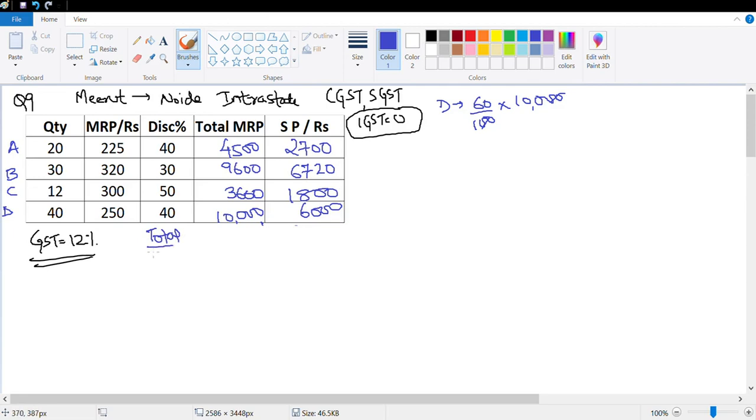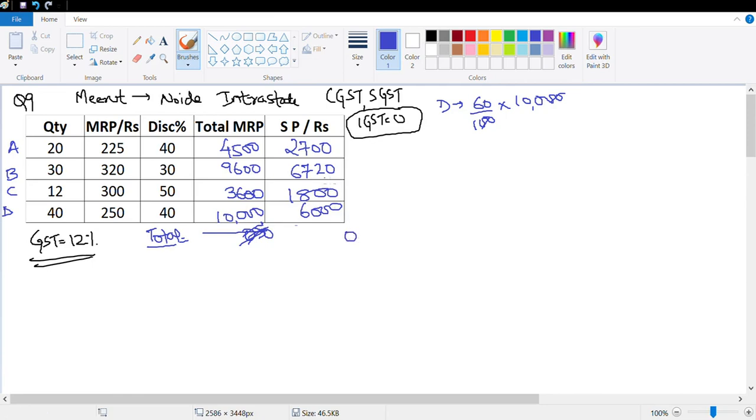So total will be equal to 3600, 2700, 6720, 1800, and 6000. Oh, why am I adding this? This is the MRP. I didn't sell it at this price. I sold it at SP.